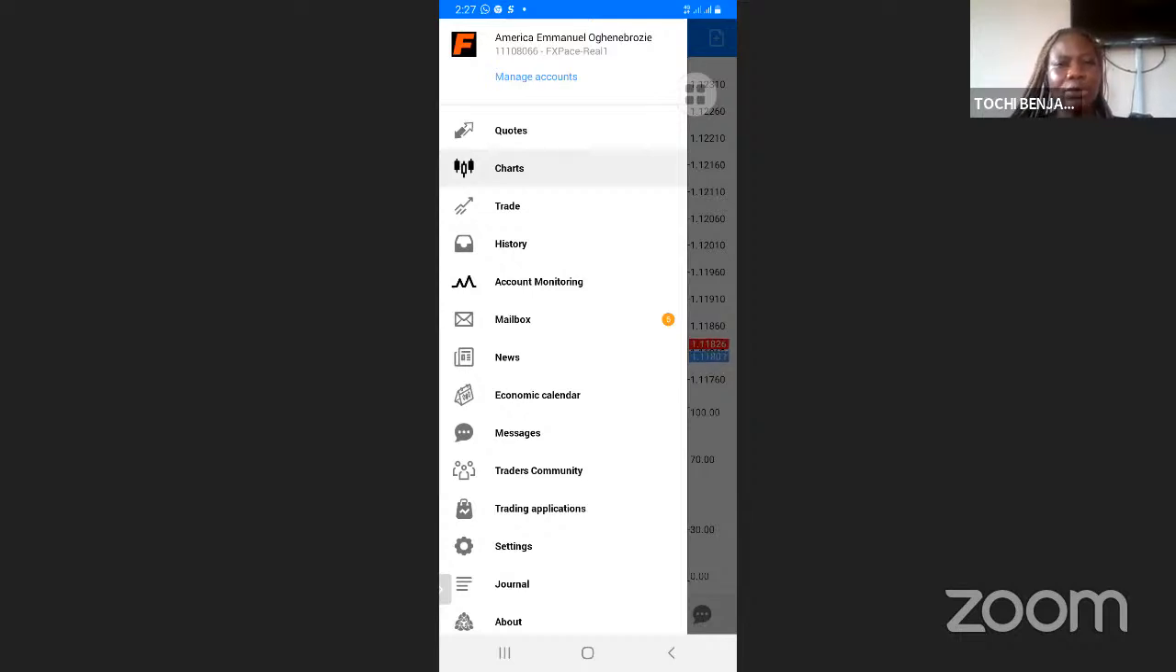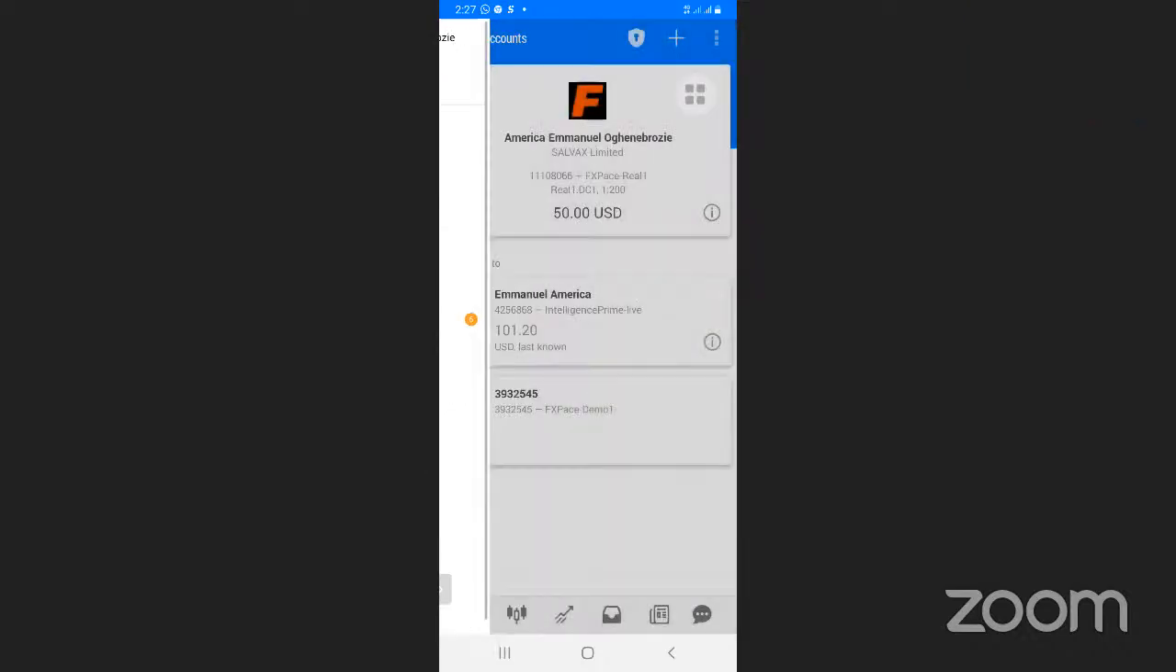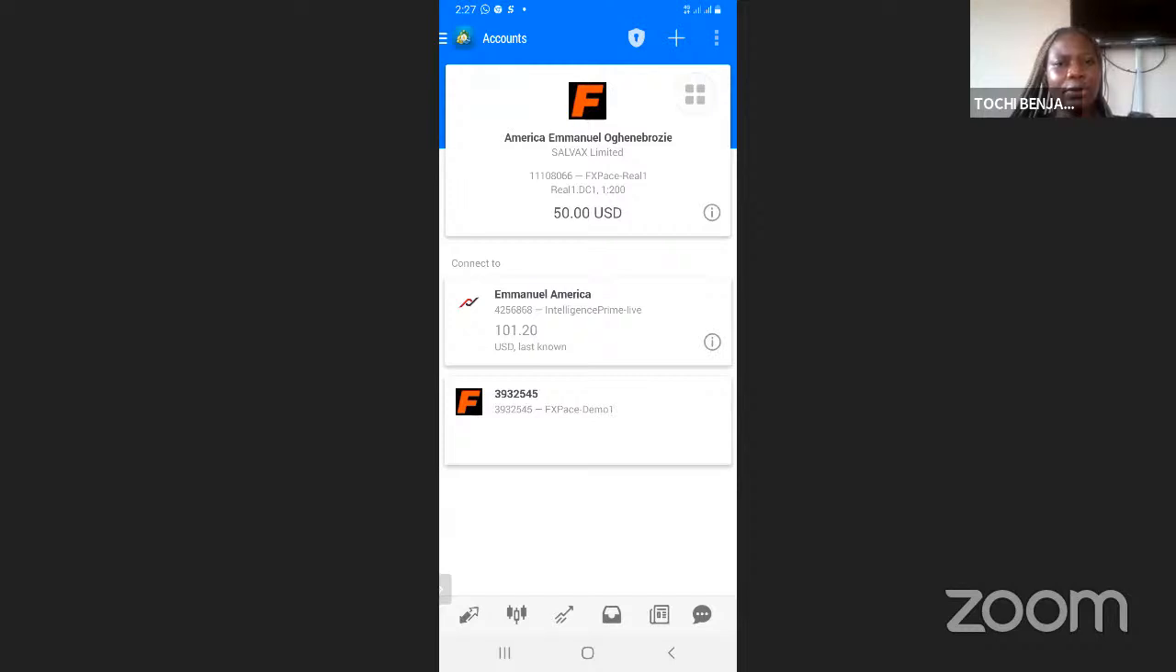Click on manage account. I've clicked on it here. You can see he has IPC Markets broker. Then he has the demo account. The one lower below is the demo account of FS Space. Where he is now is the live account for FS Space. This shows that if he's taking a trade right now, it will reflect on his live account in FS Space.